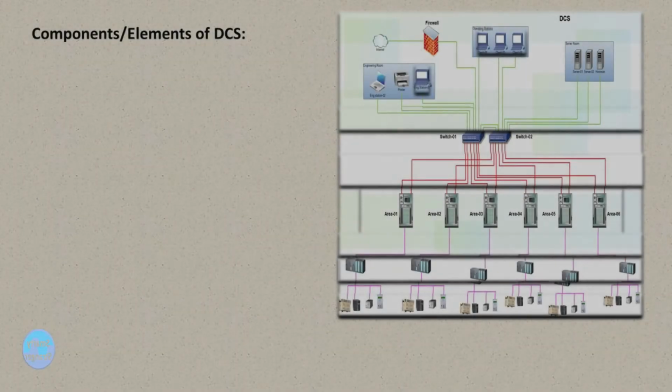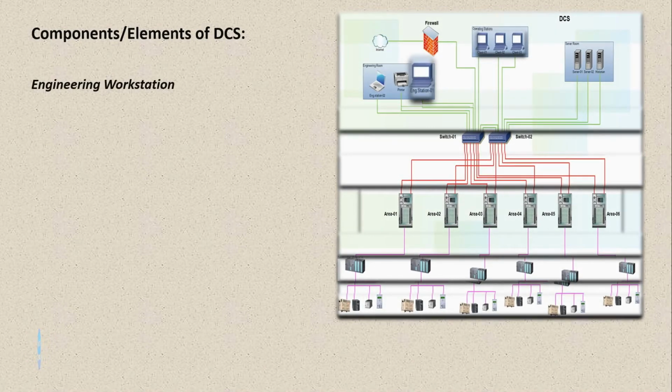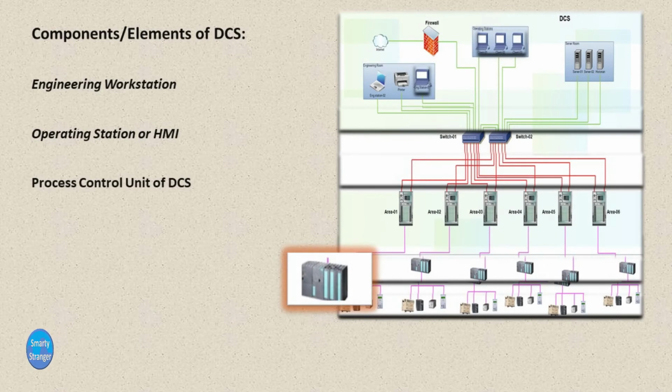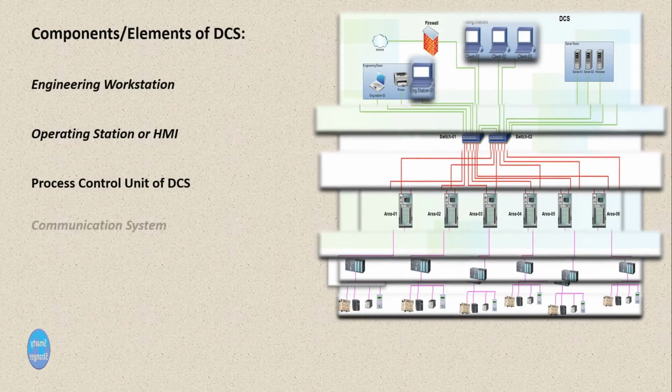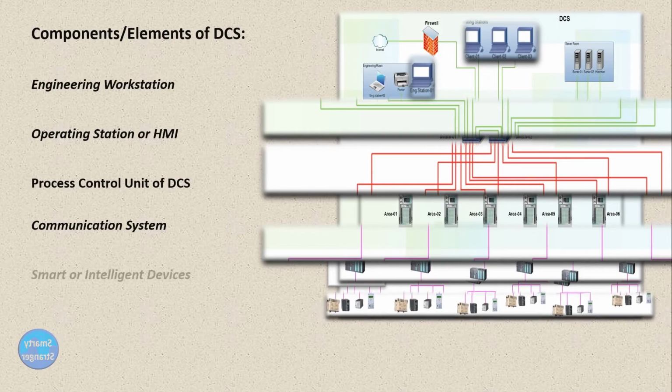Each DCS has some basic components or elements. Engineering workstation, used for programming, troubleshooting, and modification of the programming. Operating station or HMI, used to view and control the process. Control unit of DCS, which includes controller, field devices, etc. Communication system, the backbone of any control system, it's a way of communication between devices. Smart or intelligent devices.